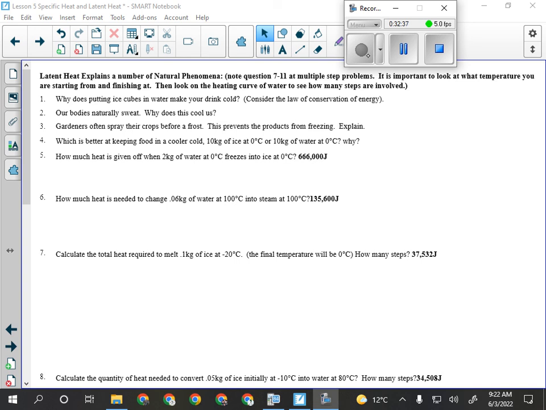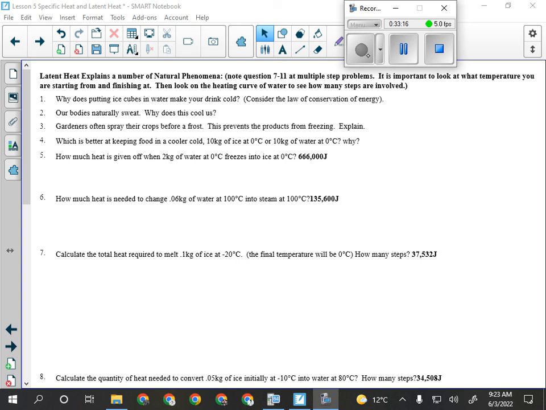Now, as the ice gets to 0, the drink is still not at 0, and nature doesn't like an imbalance. But the ice can't get any warmer. The ice is at its melting point now. It's at 0 degrees Celsius. But your drink keeps getting colder. Where's the energy going? Yeah, it's melting the ice cube. And this is the part that actually cools your drink the most, because for every gram of ice that melts, your drink loses 333 joules of energy.